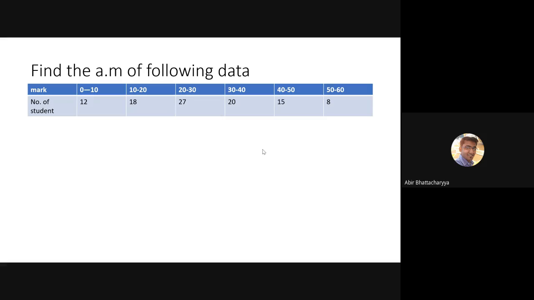But the frequency is given. What is the meaning of that? Whenever you have some data sets, suppose in your class, after getting the data sets, we collect all those students who got marks like 0 to 10. It may be 5, it may be 4, it may be 6, whatever. We count the total number of students who got 0 to 10, which is 12. Similarly, the total number of students who got 10 to 20 is 18.